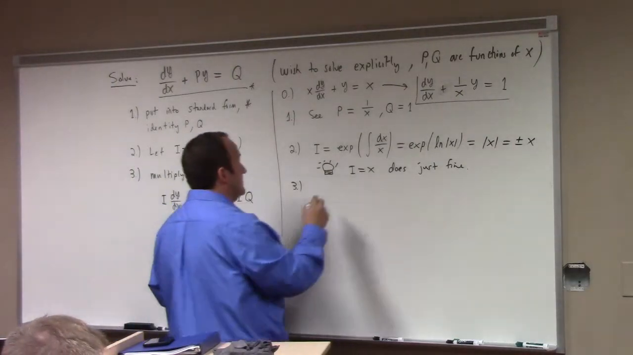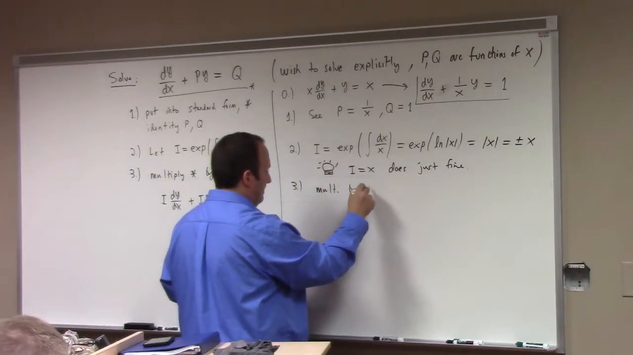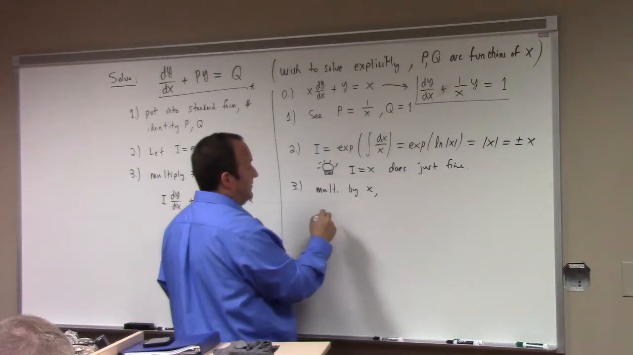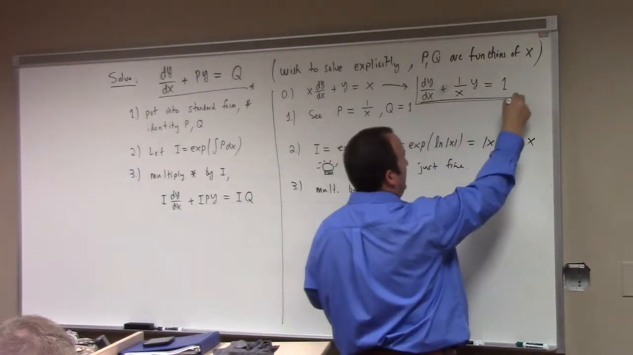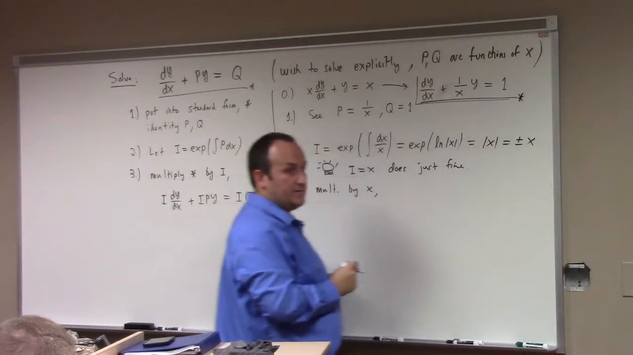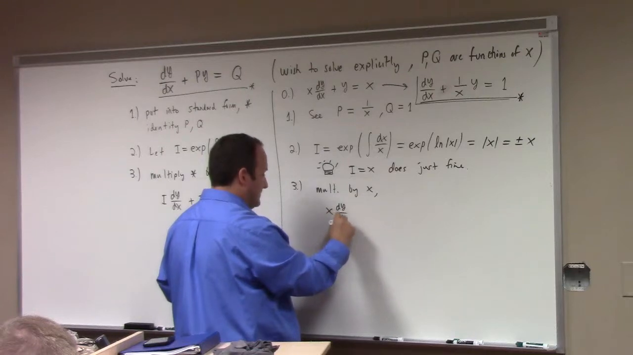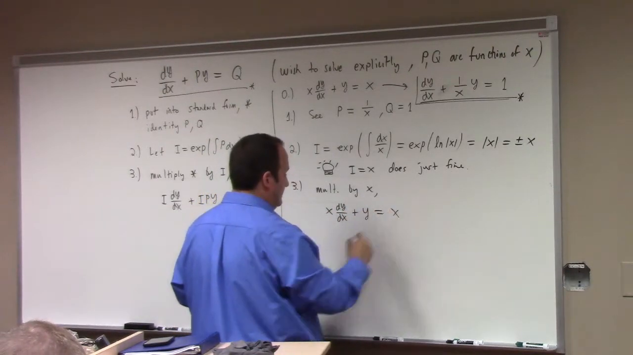So multiply by I, which is x here. We get what? And what am I multiplying? Not the original differential equation, but the equation in standard form is what I'm multiplying. And so I get x dy/dx plus y equals x.